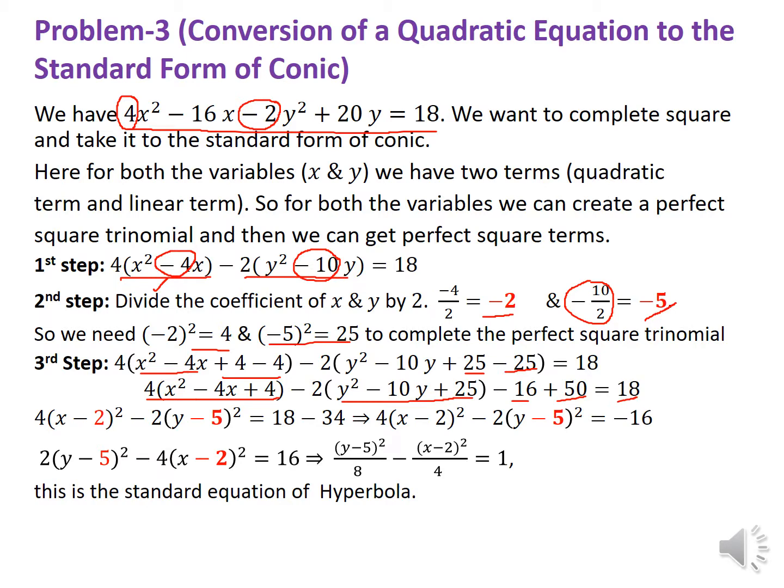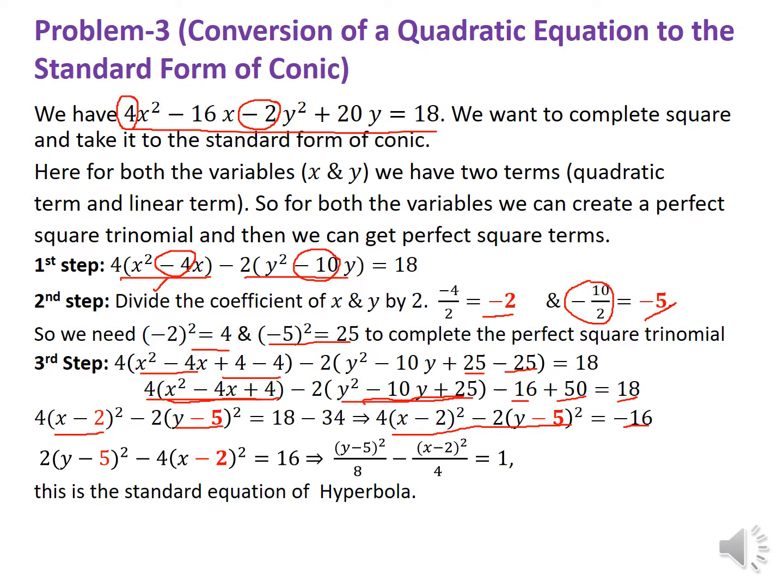Now we can write the perfect square term x square negative 4x plus 4 as x minus 2 whole square, and y square negative 10y plus 25 as y minus 5 whole square, and we have taken all the rest of the terms to the right side. So we will get 4 into x minus 2 whole square plus negative 2 into y minus 5 whole square is equal to negative 16. Since there is negative 16 on the right side, we will reverse the terms.